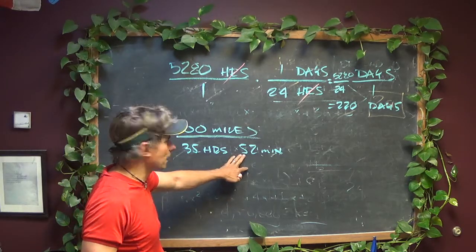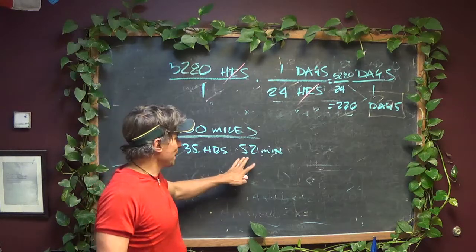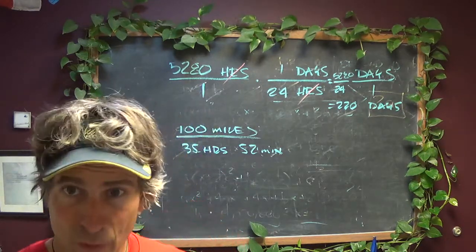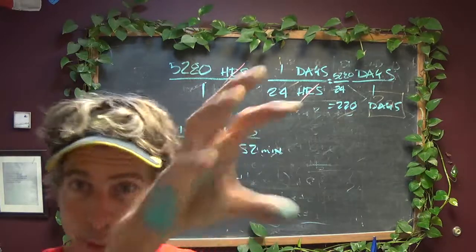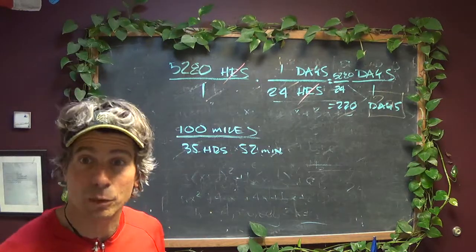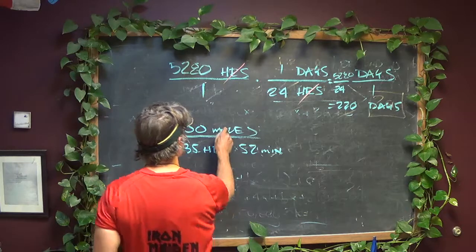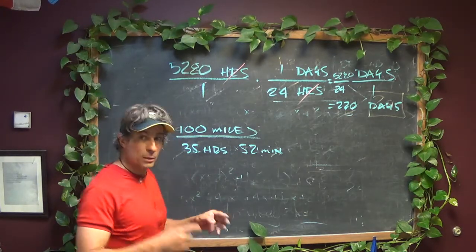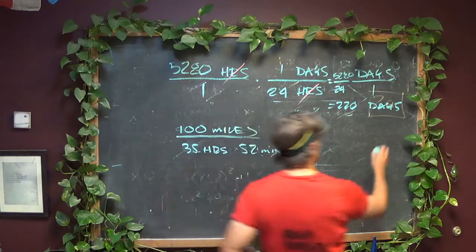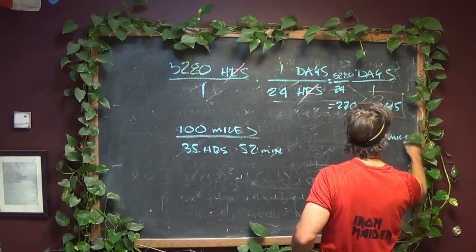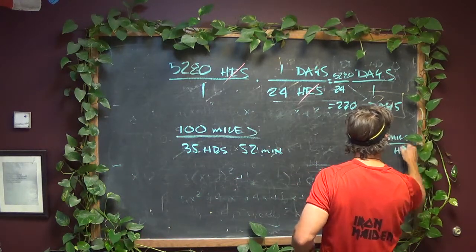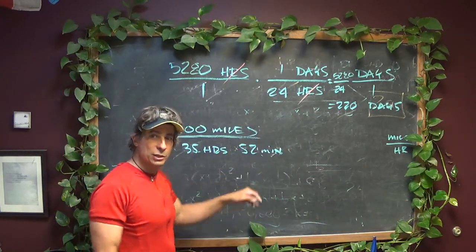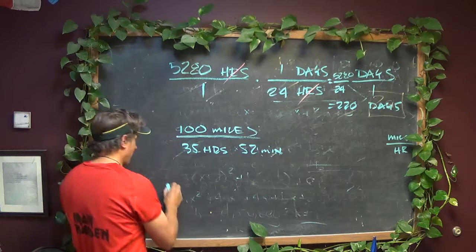So what we have to do is figure out, we have to change this minute right here to an hour. So it's a sub-problem within the problem, which is definitely what makes it more challenging. So I'm going to leave the 100 miles right there because we do want that. I'm going to leave the 35 hours right there because we do want that too. And we're going to put miles per hour over here.